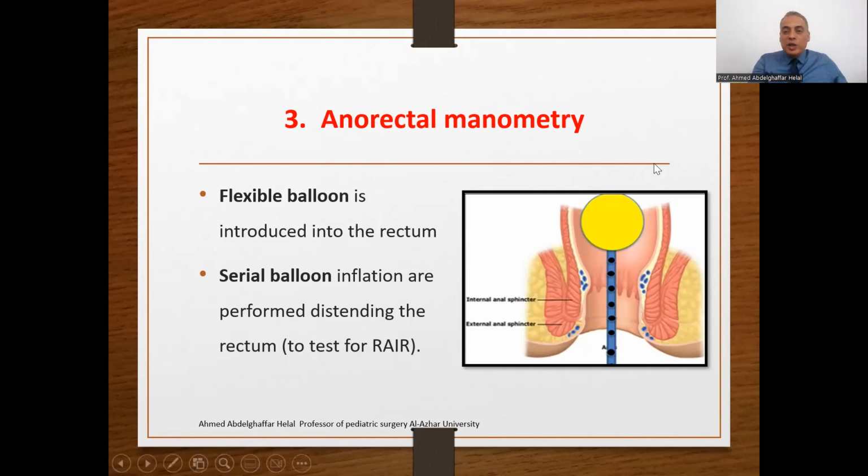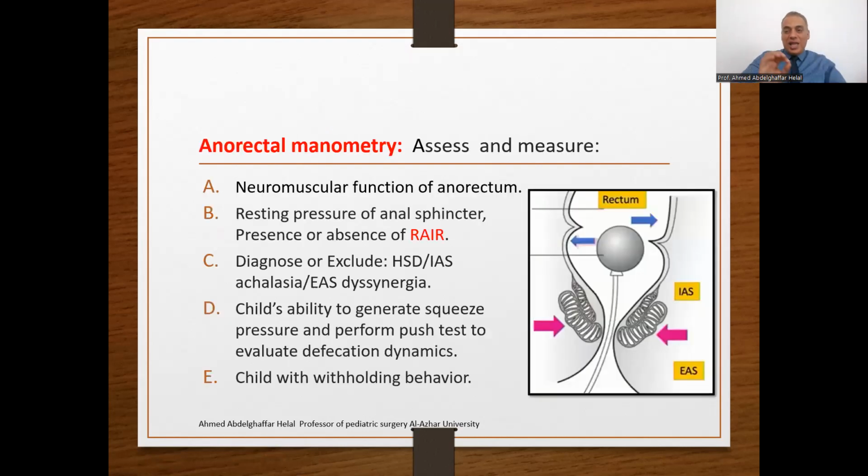Also, this anorectal manometry will assess the external anal sphincter. If there is external anal sphincter spasm, this is called external anal sphincter dyssynergia, with contractions of both the internal and external anal sphincter. So a flexible balloon is introduced into the rectum, and serial balloon inflations are performed, distending the rectum to test for the presence or absence of the recto-anal inhibitory reflex.